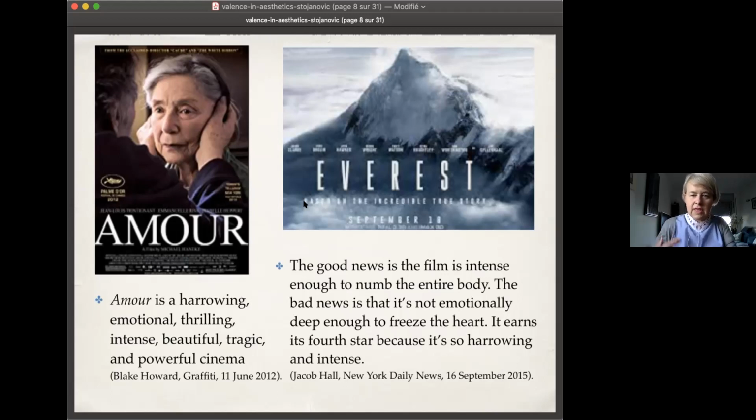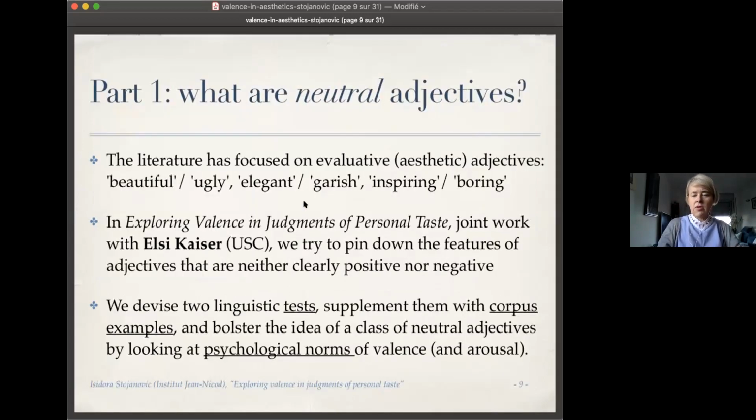So overall, this is not such a positive review. It's more of a lukewarm review. But what we see there is that, again, both intense and harrowing get this positive valence. So what are neutral adjectives?